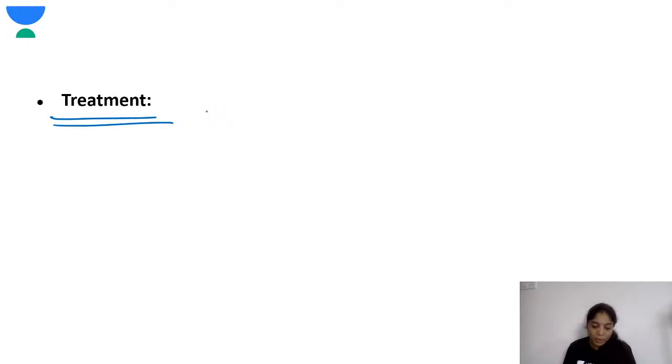Fine. Now coming to the treatment. So now what will we do? What is the treatment? There are three treatments. One is desmopressin. Next is giving von Willebrand factor, and next is antifibrinolytics.